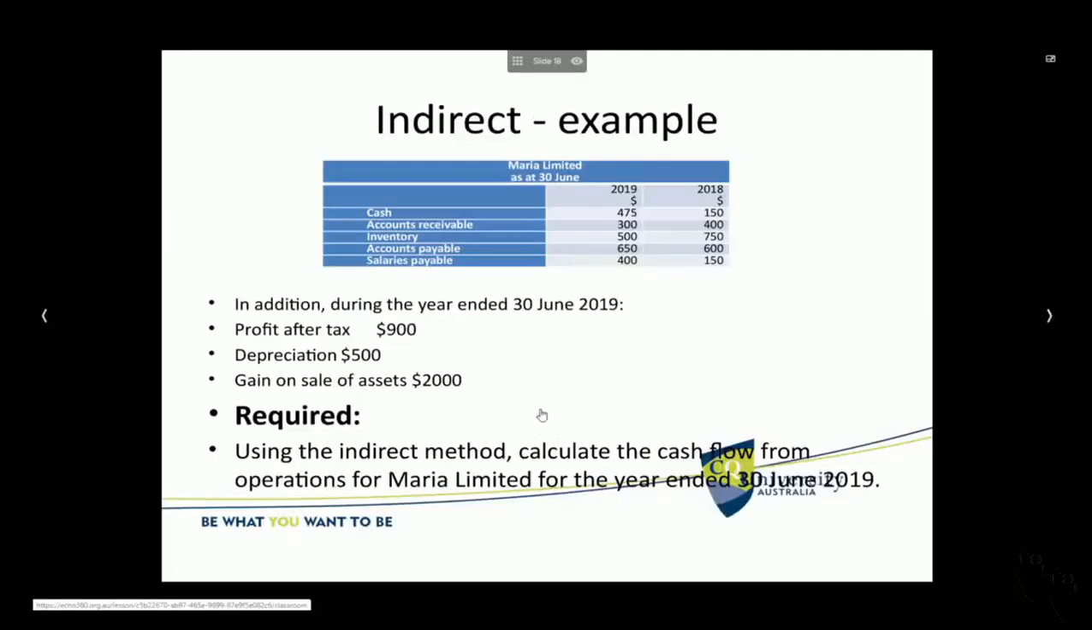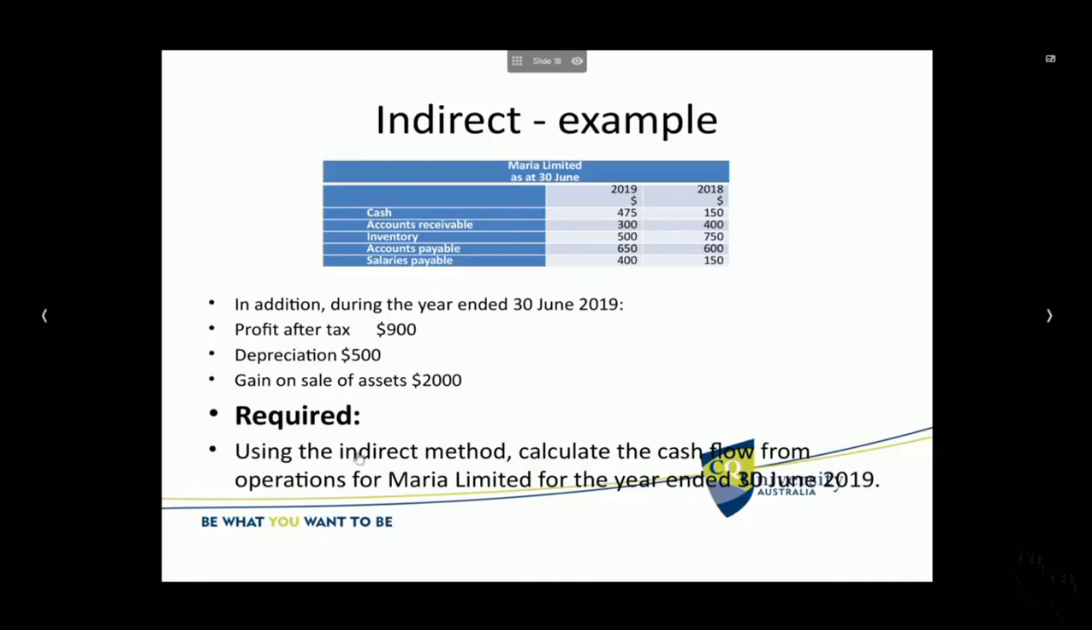Okay, so here's our example. We've got our cash, accounts receivable, inventory, accounts payable, and salaries payable again. In addition, during the year ended 30th of June 2019, we've got profit after tax, because we're going to need to know that, 900, depreciation, which is a non-cash expense, 500, and a gain on the sale of assets of 2,000. We covered these concepts when we looked at non-current assets, and I did the lecture on that as well. So you should be familiar with these items as being non-current and non-cash.